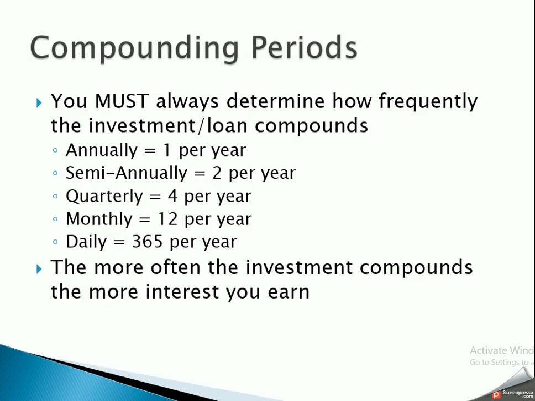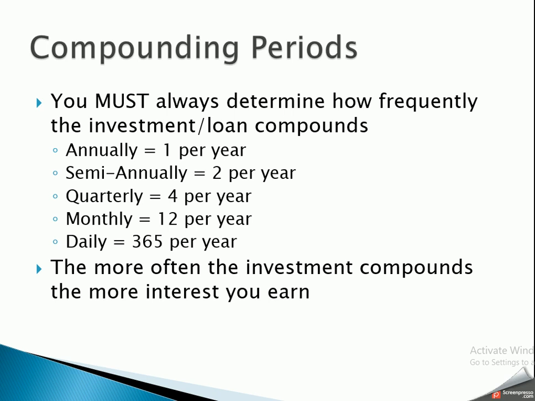So again, like I had mentioned, you have to deal with these compounding periods. So you have to first read the problem to figure out how often it compounds. And like I said, you're going to adjust your N and your IY. So annually is the easiest. It would just be once a year. So your N would be the number of years and your IY would be the rate per year.